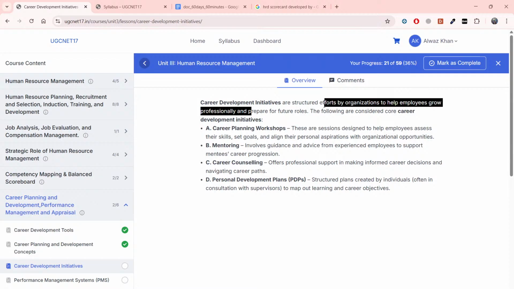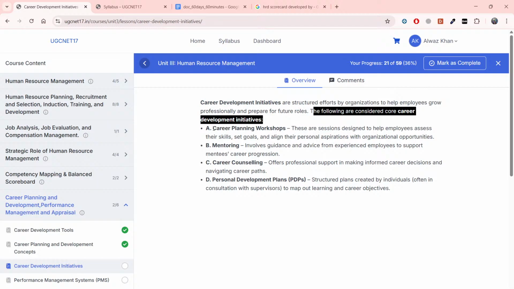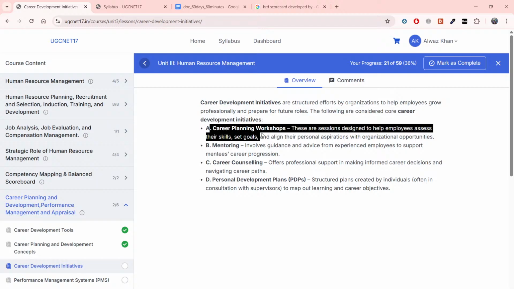Career development initiatives are structured efforts by organizations to help employees grow professionally and prepare for future roles. The following are considered core career development initiatives. Career planning workshops. These are sessions designed to help employees assess their skills, set goals, and align their personal aspirations with organizational opportunities. Mentoring involves guidance and advice from experienced employees to support mentees' career progression. Career counseling offers professional support in making informed career decisions and navigating career path.